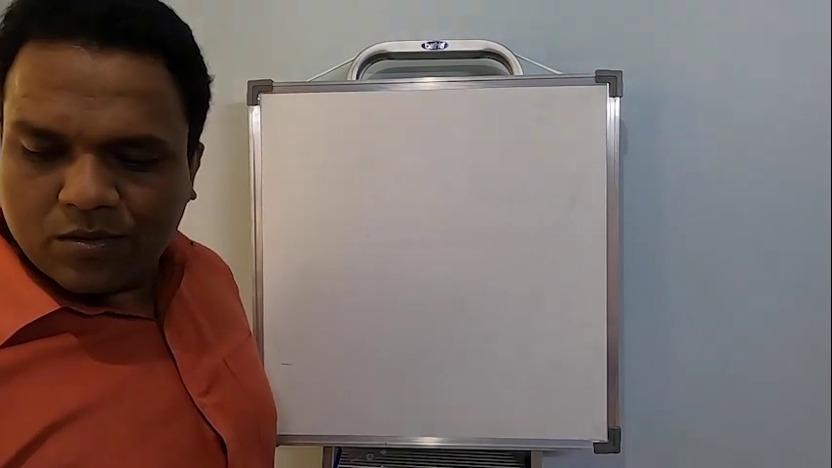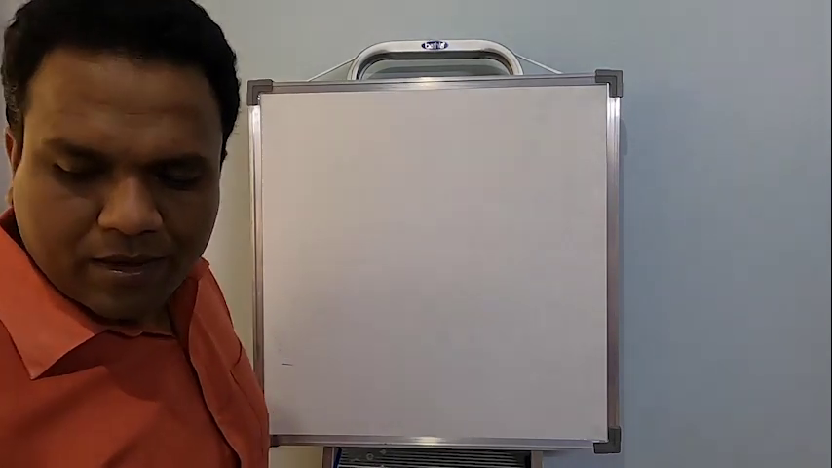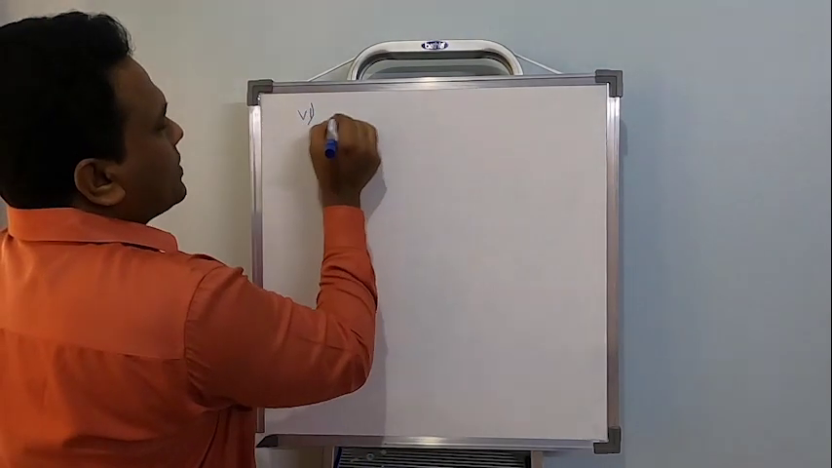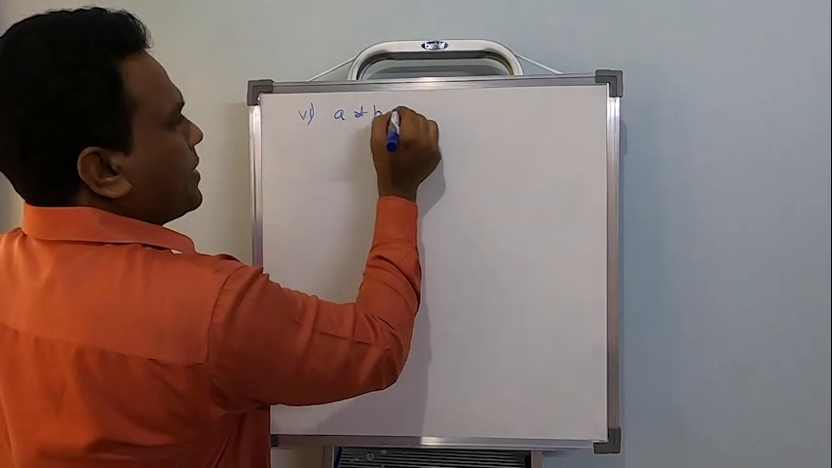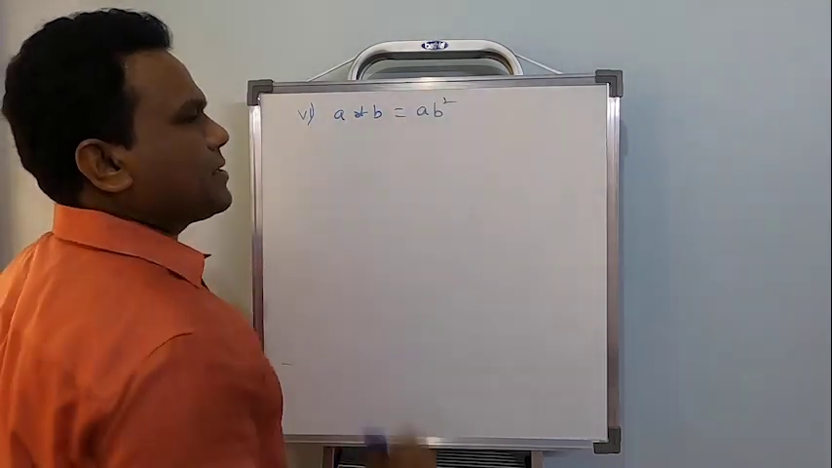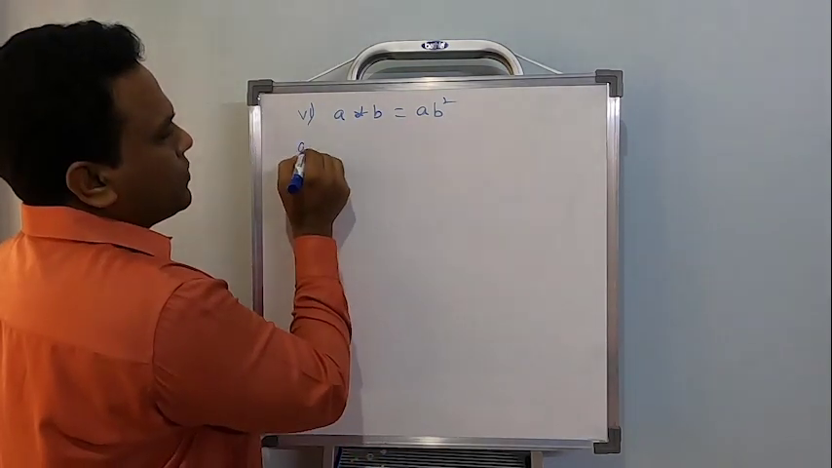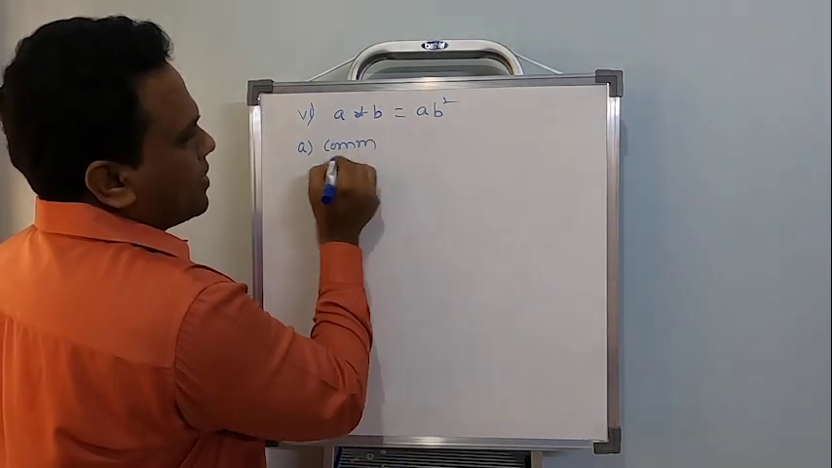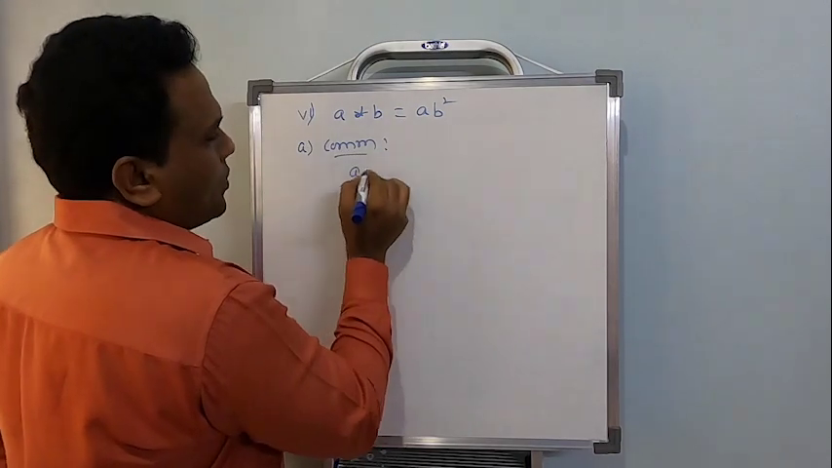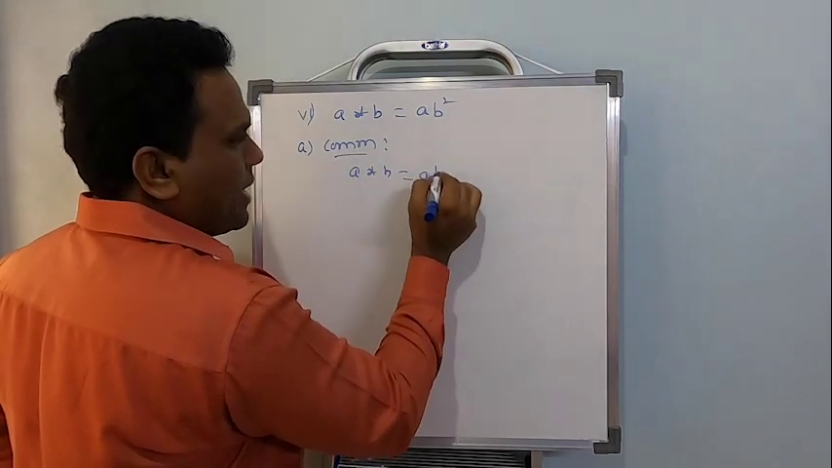Fine, students. Now the last problem under this topic. Problem number 6: A star B is equal to AB square. Then we have to verify for commutative and associative. So let's verify the commutative property. A star B is given as AB square.